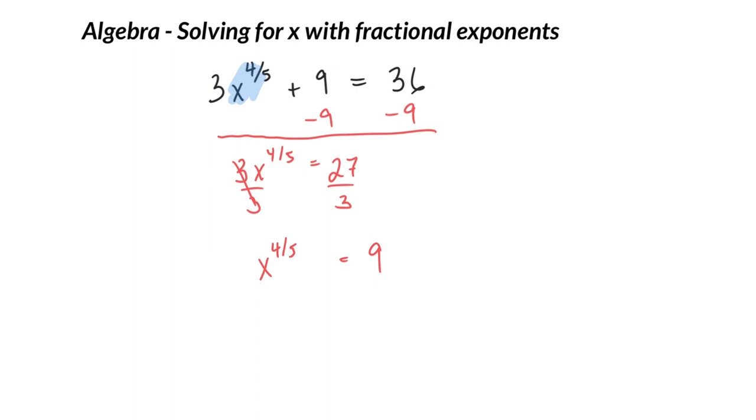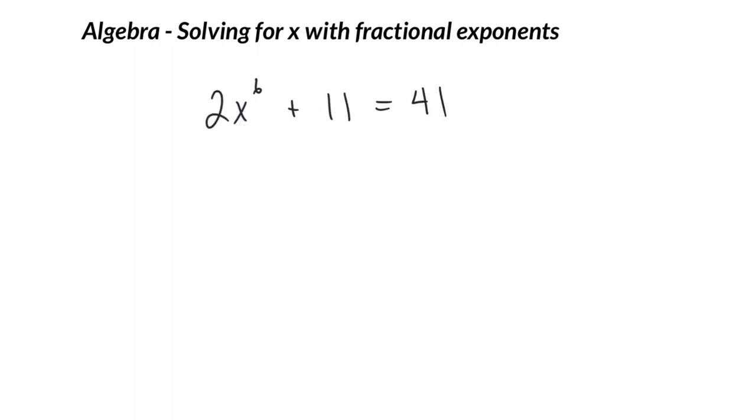And now we just have to say, well, I want it to be x to the first, so I will raise this to the 5/4 power. Do the same thing to the other side. So we have x equals 9 to the 5/4. And we could type that in and get the decimal, but I'm going to stop there. Let's do one more example.